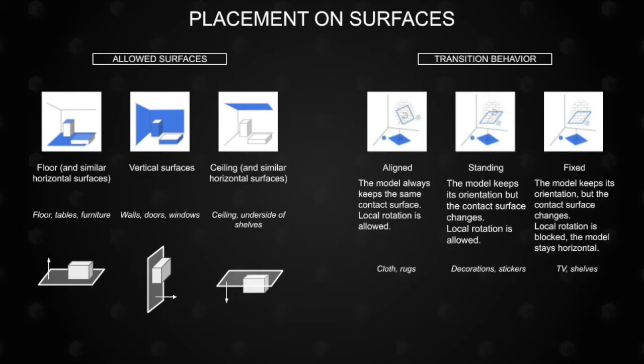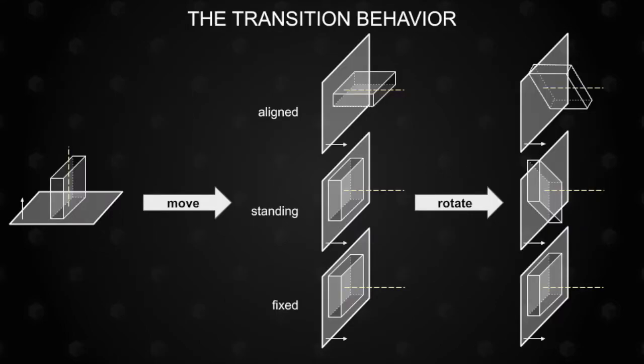The difference between the two options is manual rotation, which is not allowed for the fixed value. This keeps the horizontal parts of the model as they are when you move it on a vertical surface. The default value for the parameter is standing, which is the most common behavior. The following illustration summarizes the effect of the three options when you move a model to a vertical surface then try to rotate it.